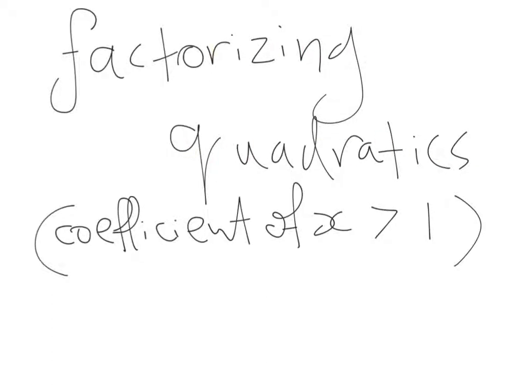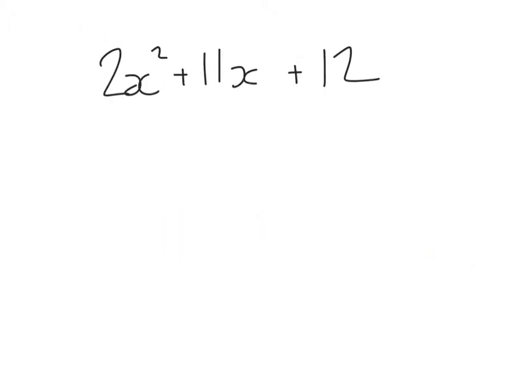Factorising quadratics when the coefficient of x squared is greater than 1. We want to factorise 2x squared plus 11x plus 12. First of all, we have to realise that this is a quadratic because we have an x squared, an x and a number. So we're going to have a double set of brackets.